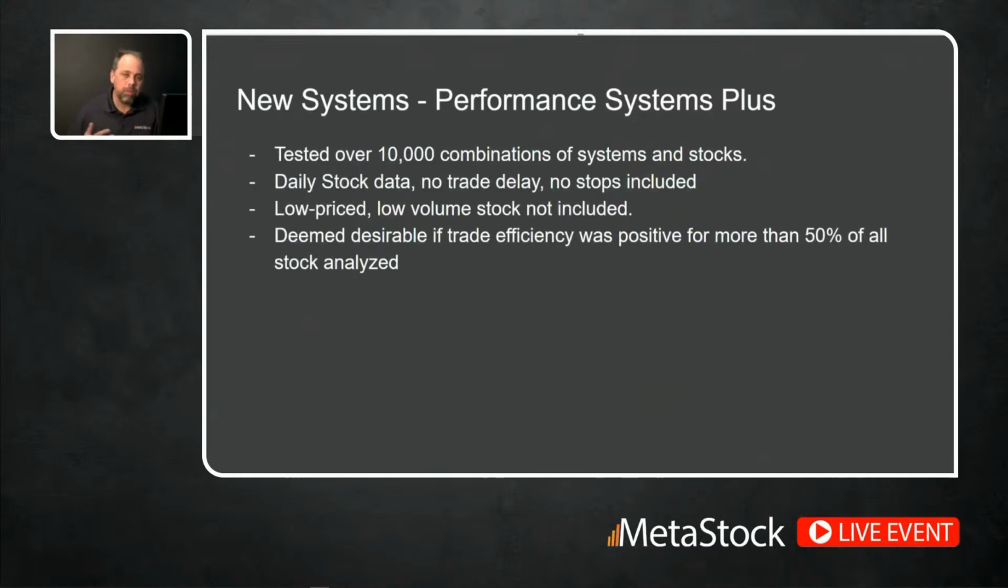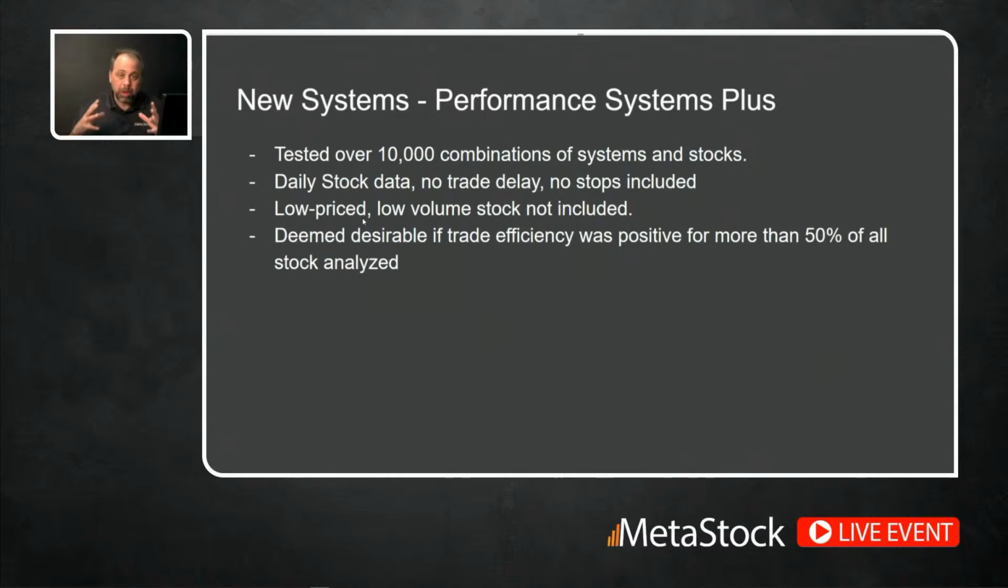So when he went through and tested the trading ideas, he tested about 10,000 combinations of stocks and symbols. He used daily stock data. He tested them with no trade delay. He didn't use stops. What he wanted to do is find the systems that had the best trade efficiency. So they were deemed desirable if the trade efficiency was positive for more than 50% of all the stocks analyzed. And he omitted low priced and low volume stocks.